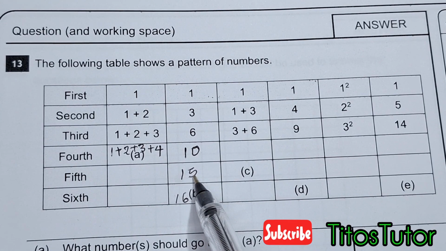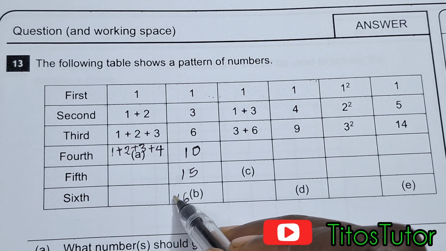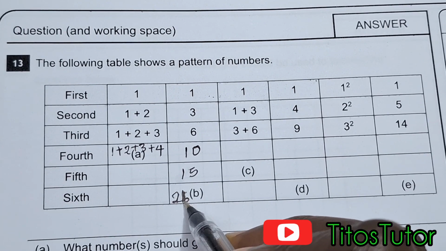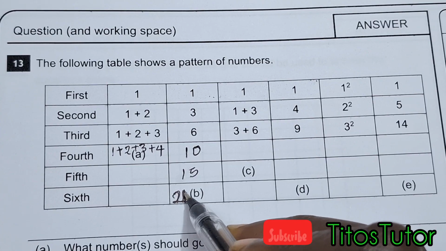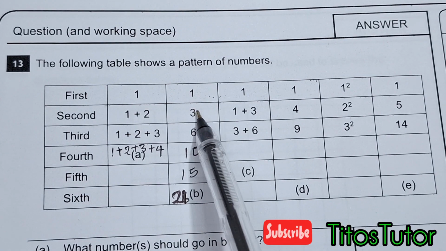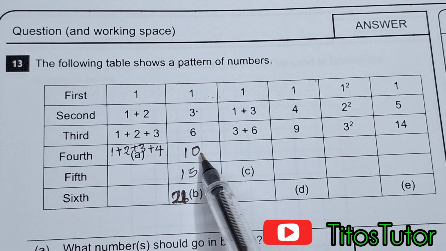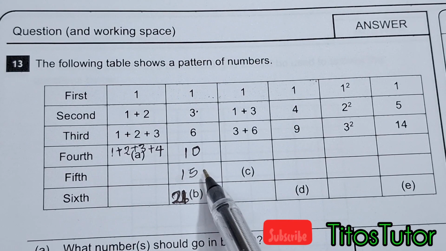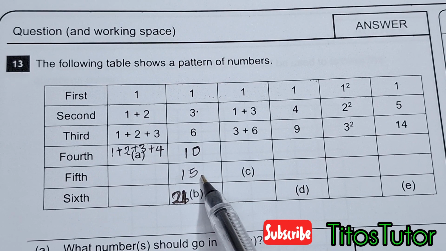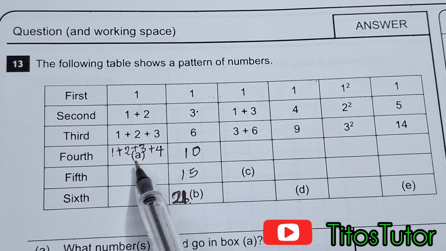Increase by 6 here will be plus 6, which is 21. It's going to increase by 6 here, 21. It increased by 2, 3 plus 3 is 6, 6 plus 4 is 10, 10 plus 5 is 15, 15 plus 6 is 21. So B is 21, A is this.